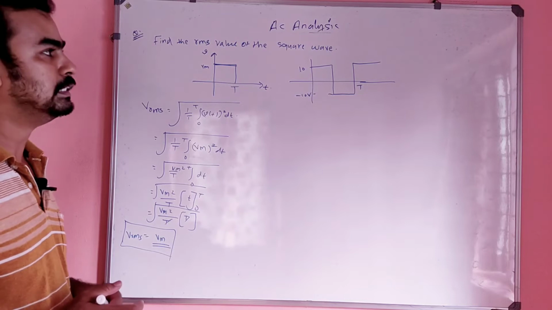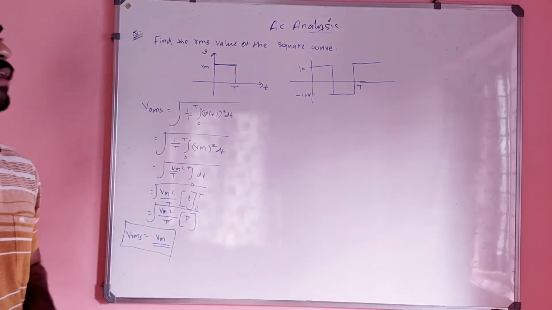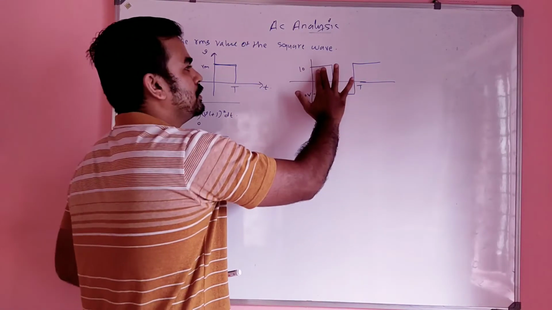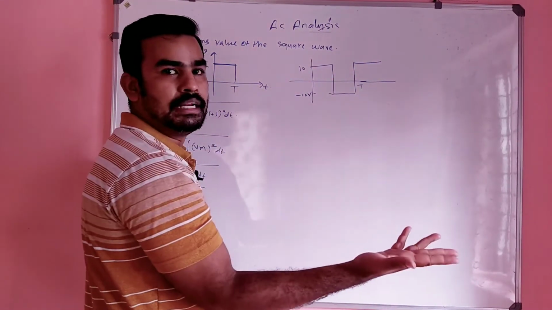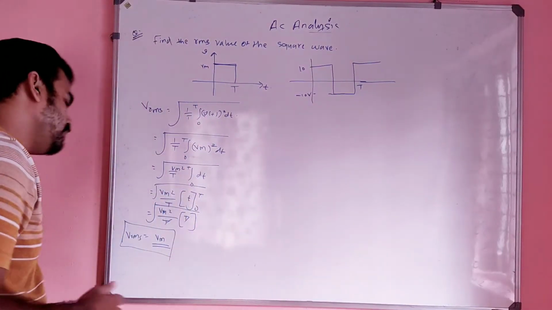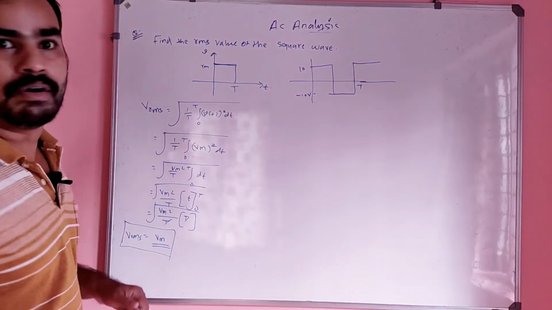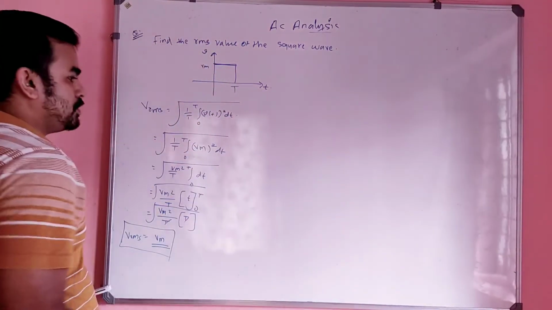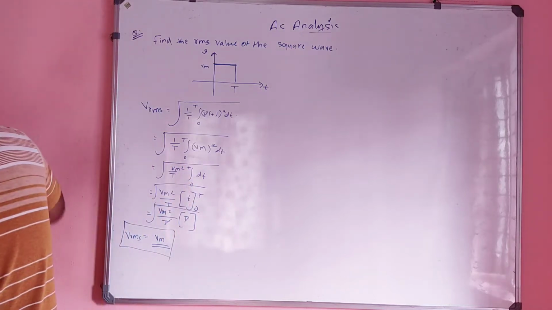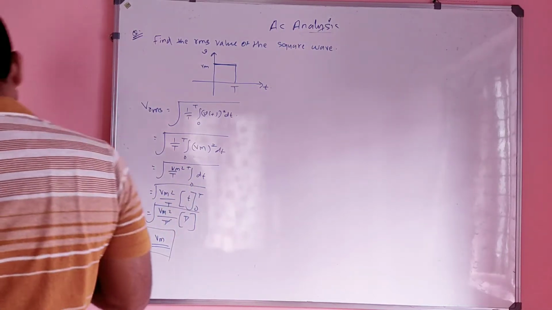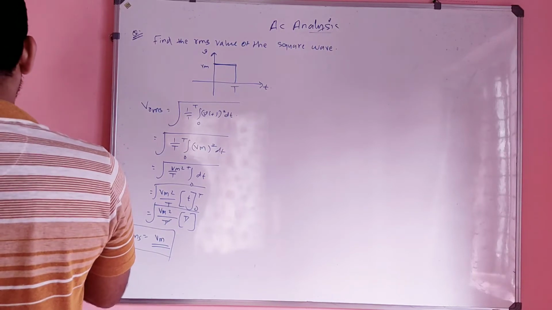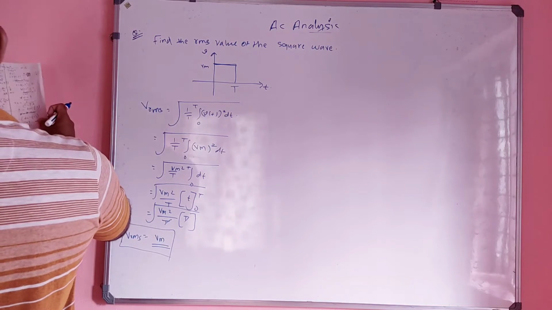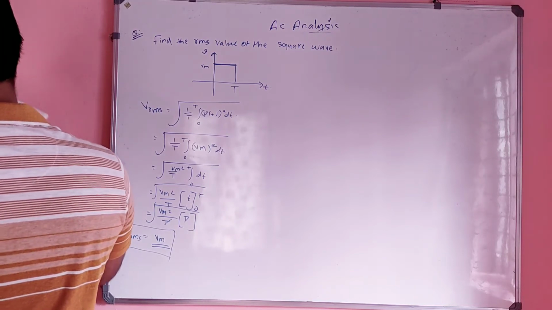Is it clear? What will be the average value of this square wave? It will be 0 because it is a symmetrical wave; it contains both the positive and negative cycles equally. So that will be 0. That's all about the average and RMS value of a square wave. I hope it's very clear to you. And let's do some more problems.